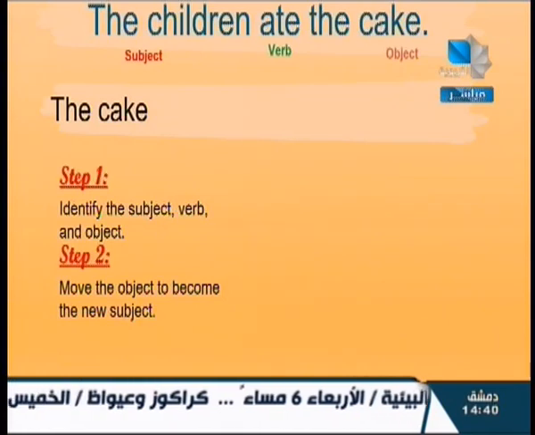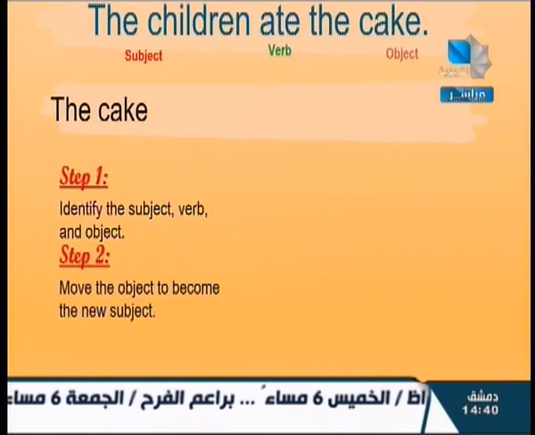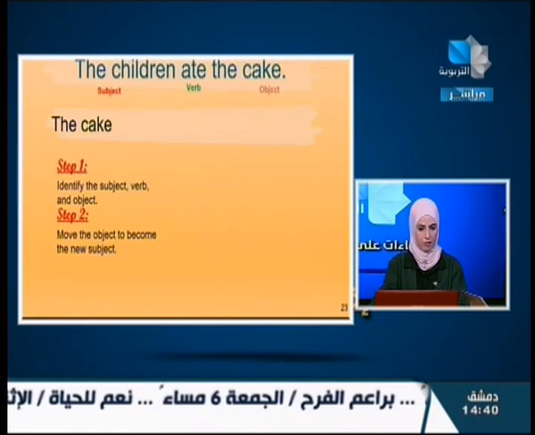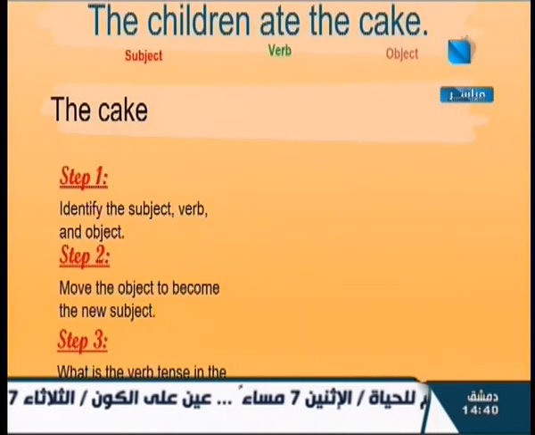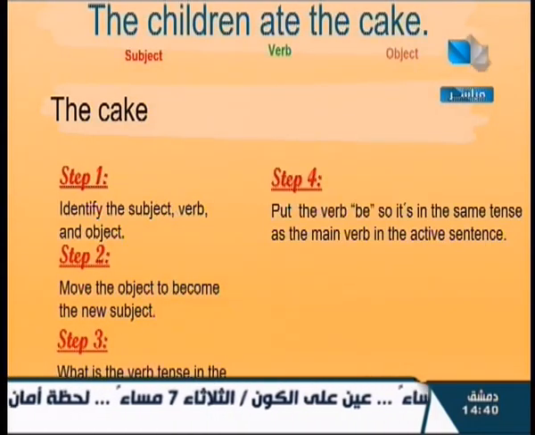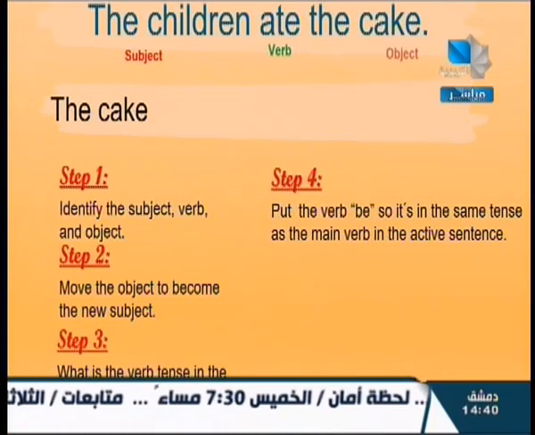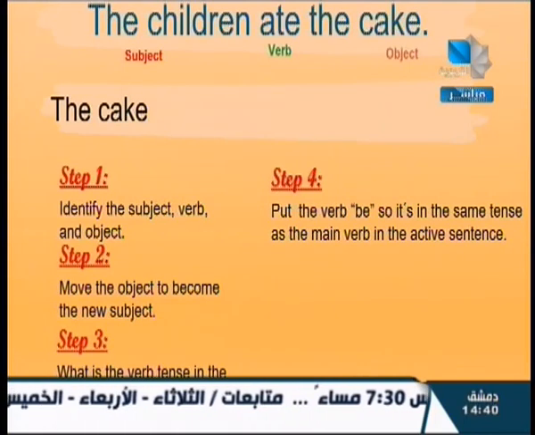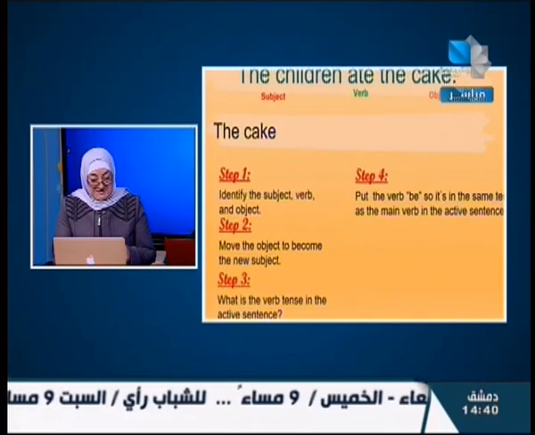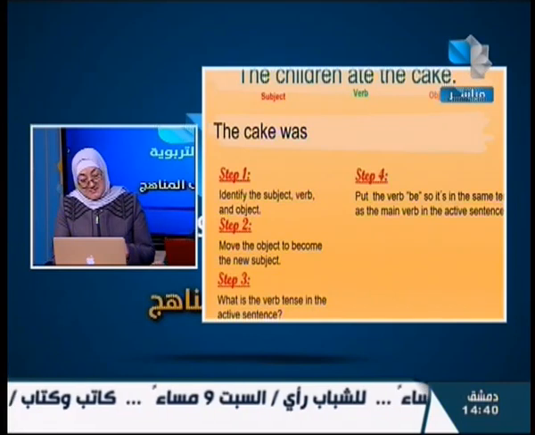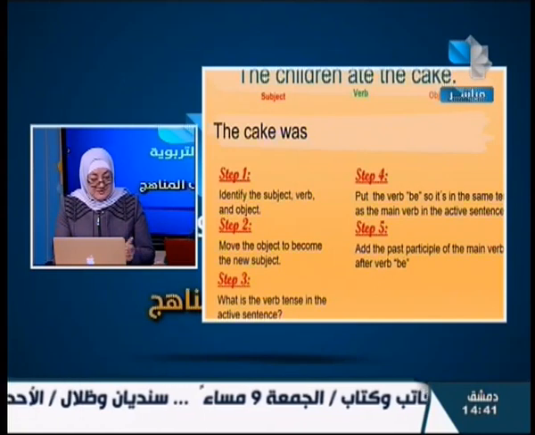Okay. After that, what is the verb tense in the active sentence? We have to identify the tense of the sentence. Here it's in the past. So we have to use be in the same tense as the main verb in the active sentence. So it's in the past, we have to use was. Okay. If we continue here, we put the verb be in the same tense as the main verb in the active sentence. As we noticed here, ate is past, so we have to use verb to be in the past, was. In step 5, we have to add the past participle of the main verb after be. So the past participle of ate is eaten, so the cake was eaten.